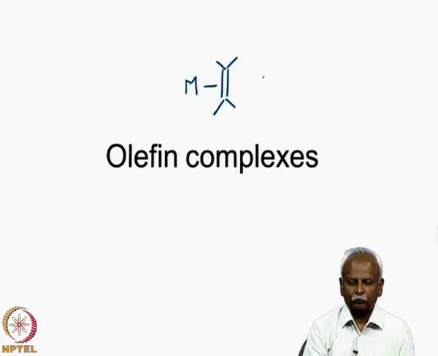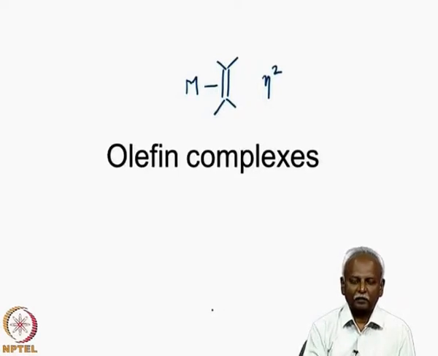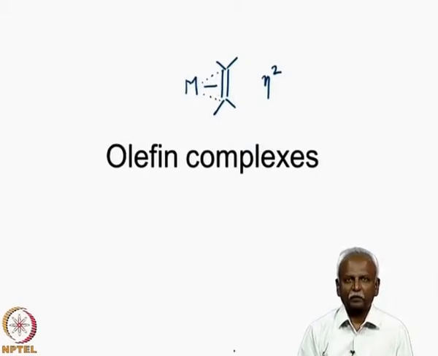And in the nomenclature, one indicates this as an eta 2 complex, meaning both carbon atoms are bonded, not necessarily equidistant, but almost in a similar fashion, so that both carbons are interacting with the metal simultaneously.